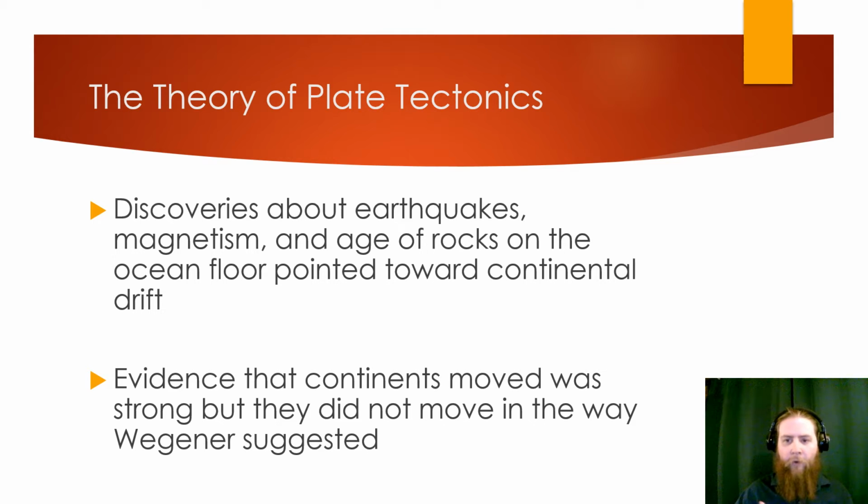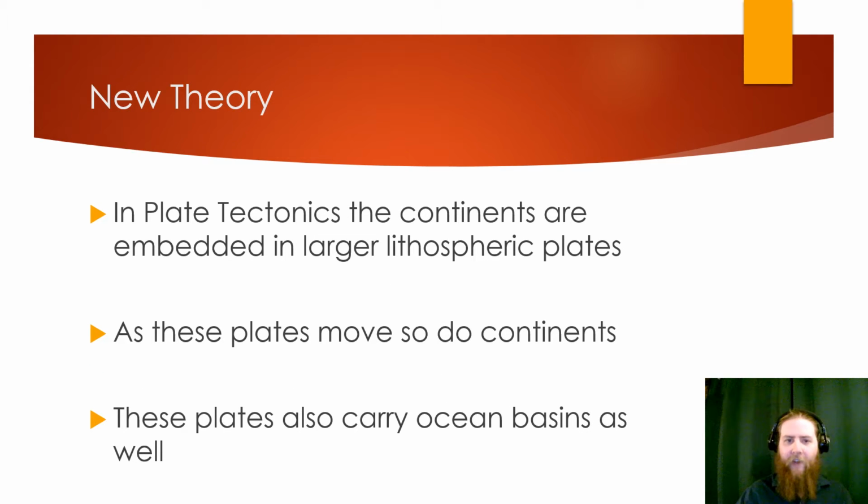Out of newer information and moving towards a better understanding of the subject, we devised the theory of plate tectonics. There were lots of discoveries about earthquakes, magnetism, the age of rocks, and the age of rocks on the ocean floor that pointed towards this idea of continental drift, but not in the way that Wegener suggested. Wegener had suggested just the continents were moving on this liquid layer. This new evidence pointed in a different direction. This new theory, plate tectonics, is that the continents are embedded in larger lithospheric plates. As these plates move, so do the continents on them. What's different from Wegener's theory is that the oceanic basins are also on these big lithospheric plates. The oceans are also moving, not just the continents.